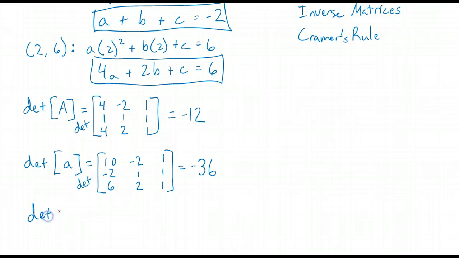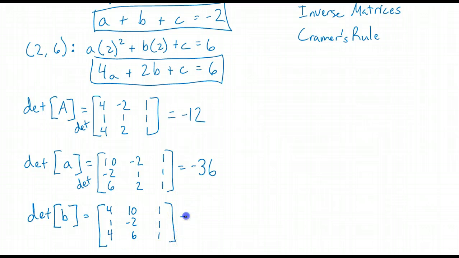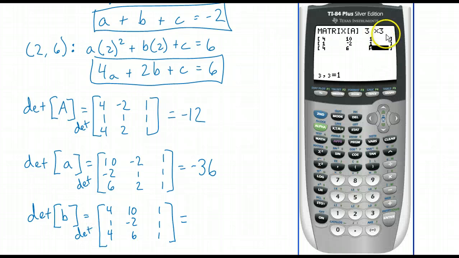Next, I need to set up a y matrix. But I don't have a y variable, I have a b variable. So I'm going to call this matrix lowercase b. And I'm going to take my coefficient matrix, but this time replace my b column with my answers, and keep all the other columns the same. And I need to find the determinant of that matrix. That matrix is already entered into my calculator, and I'm going to use my calculator to find that determinant.